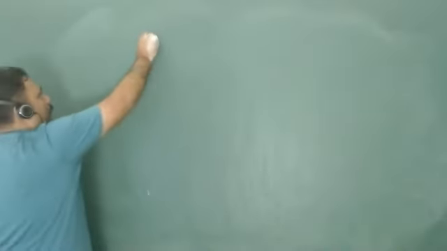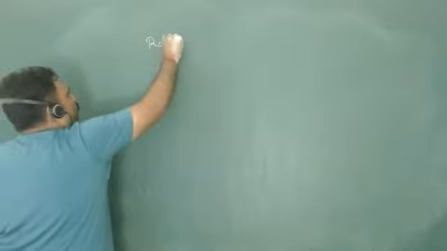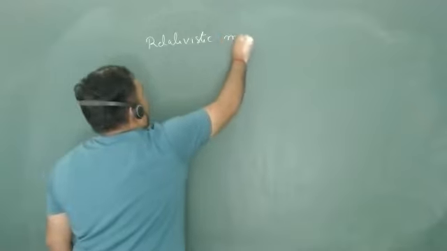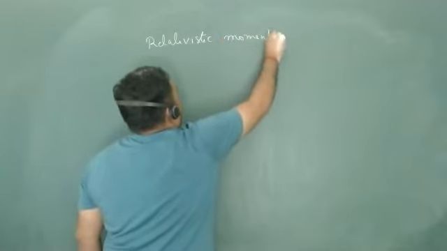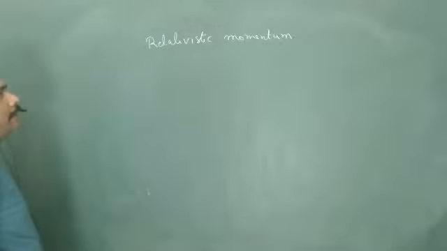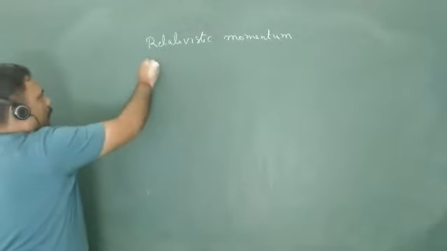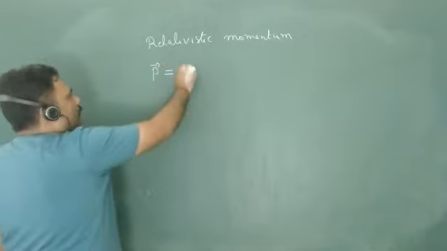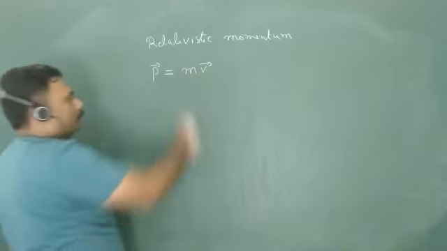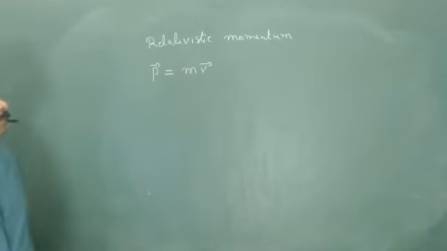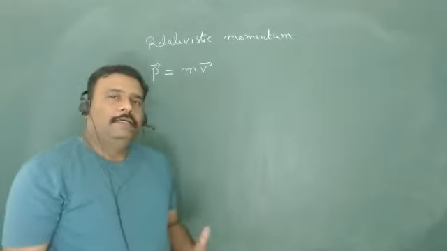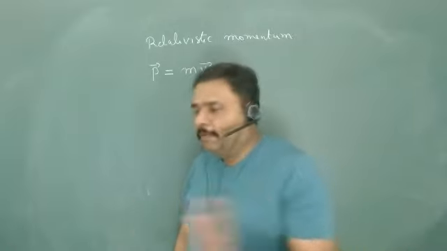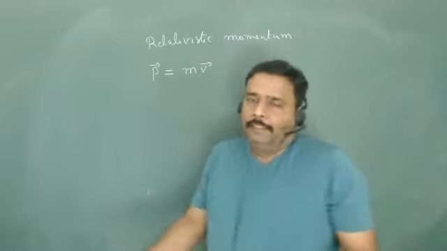So let's go for relativistic momentum. Obviously, the definition will be exactly the same. Momentum is a vector quantity, and this is P, which can be defined by m into v. What is this m? This m is nothing but relativistic mass, because you can perceive momentum when your mass is moving. If your mass is not moving, there is no momentum.